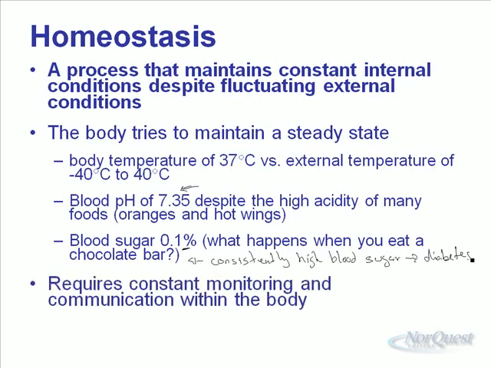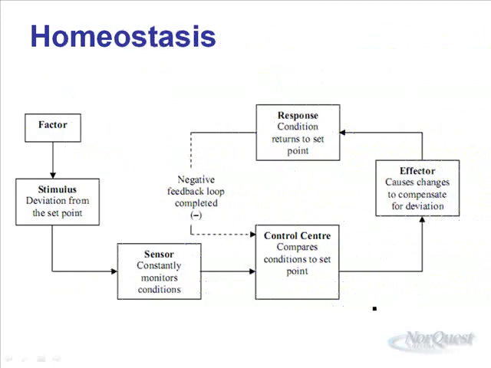It requires constant monitoring and communication within the body. Most of the time, this is between your body, your brain, and then back out to your body. So something's happening to your body, that information is transmitted to your brain, which makes a decision about it, and then maintains the body's condition by reacting to the stimulus. So here's kind of a general structure for most homeostatic or homeostasis mechanisms.